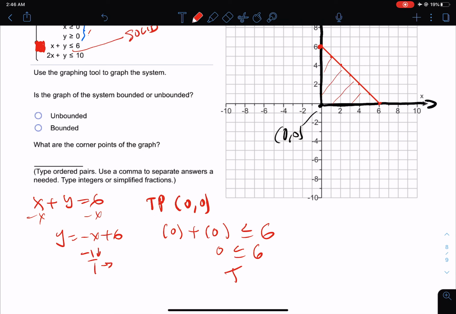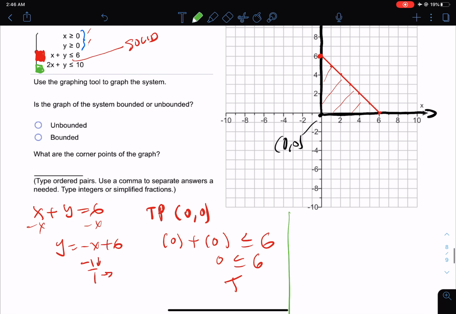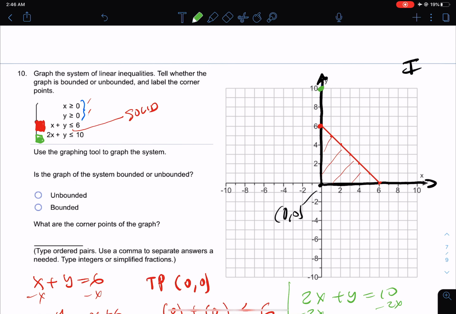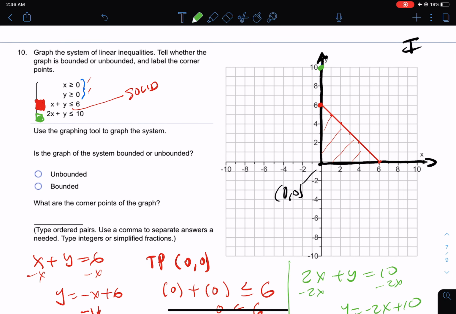Now we have our next inequality to take care of, and that's going to be this last one right here. Let's put that down here, and we're going to use 2x plus y equals 10. So we subtract 2x off of both sides, and we get y equals negative 2x plus 10. So the y-intercept is 10, and the slope is negative 2 over 1. That means down 2 and right 1. So we go down 2, right 1, down 2, right 1, down 2, right 1, down 2, right 1, down 2, right 1. Which puts us right there at 5, I believe, yeah.